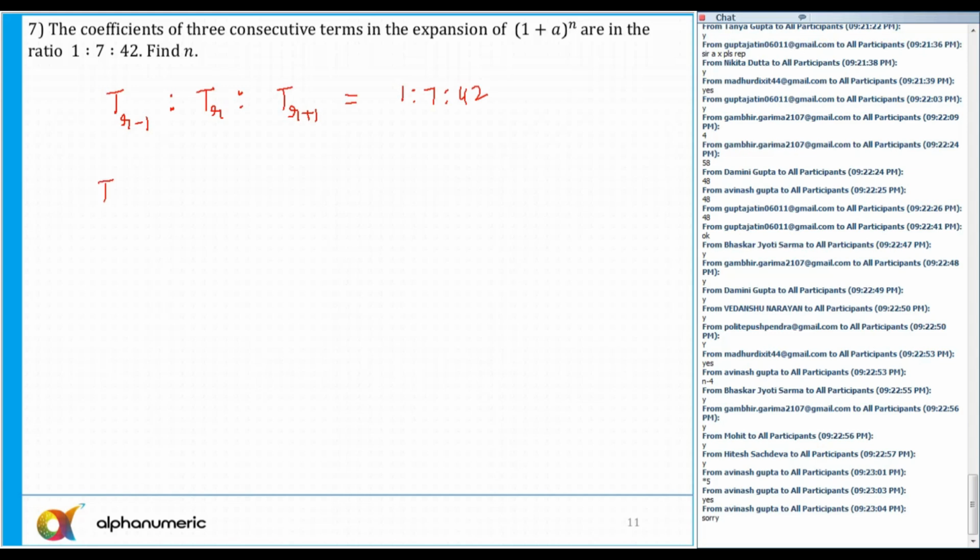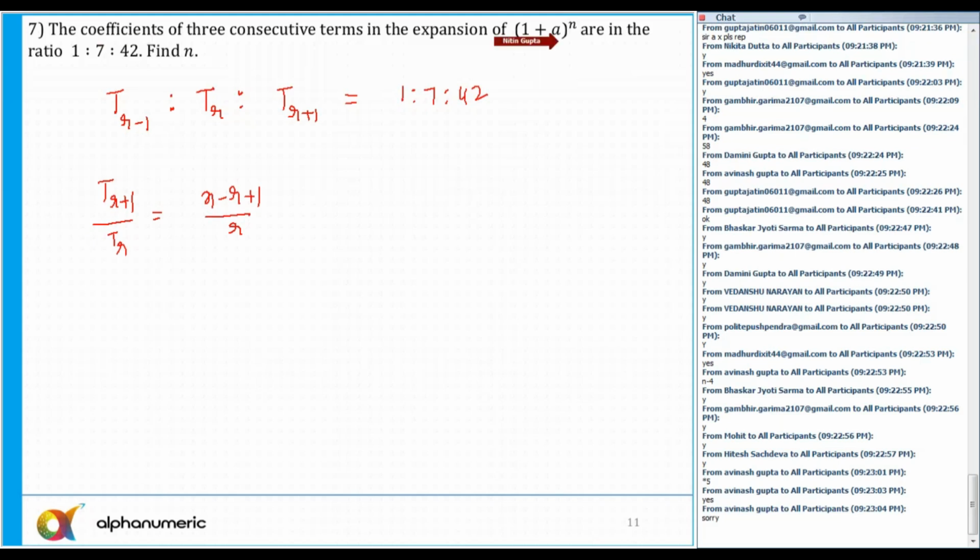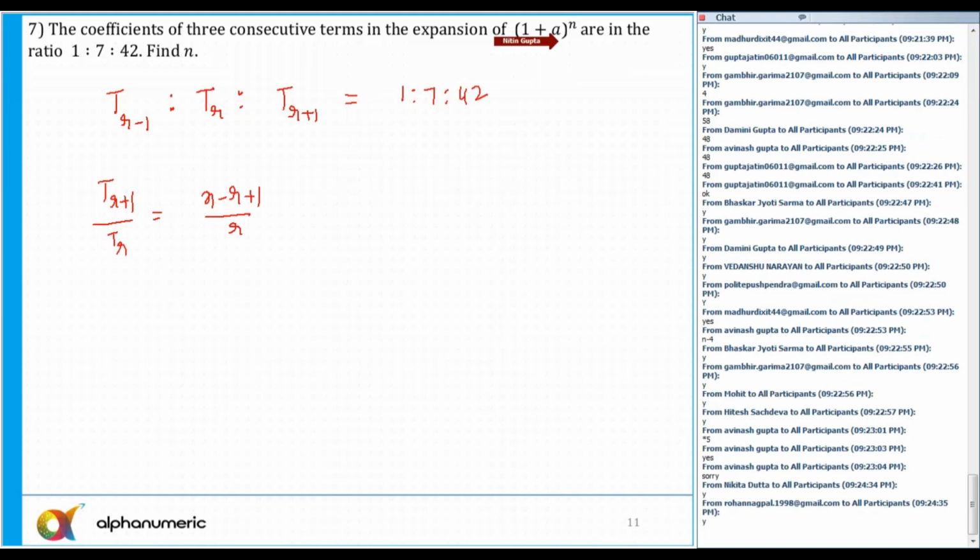So we know that the value of T(r plus 1) upon T r is equal to (n minus r plus 1) by r into a by 1. But it is a ratio of the coefficients. So can I neglect the variable a? Yes, because here I need to find the ratio of the coefficients. So neglect the variables a and 1. So this ratio, T(r plus 1) upon T r, will be equal to 42 by 7, which is 6. So from here, I'll get one of the equations: n minus 7r plus 1 is equal to 0.